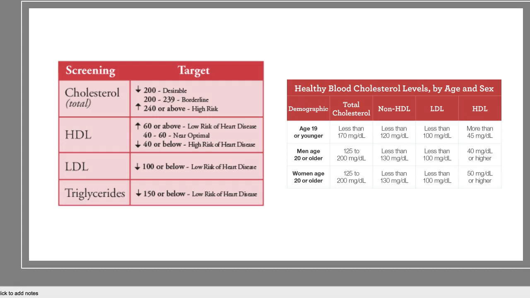Again, here's just a chart for you. I would kind of memorize this. This does give the screening labs and the targets, and is divided within age groups also.